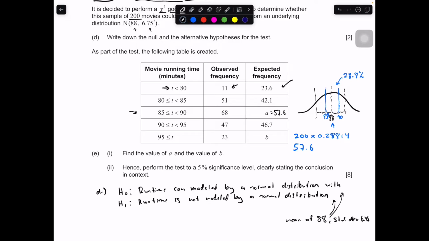So A is equal to 57.6. And for B, B is going to be 95 and above. So we'll get a different color. What they're asking here is, if a movie has a runtime of 95, what is the percentage of movies that are going to fall within this 95-minute runtime and above? So let's go back to the calculator and work this out.